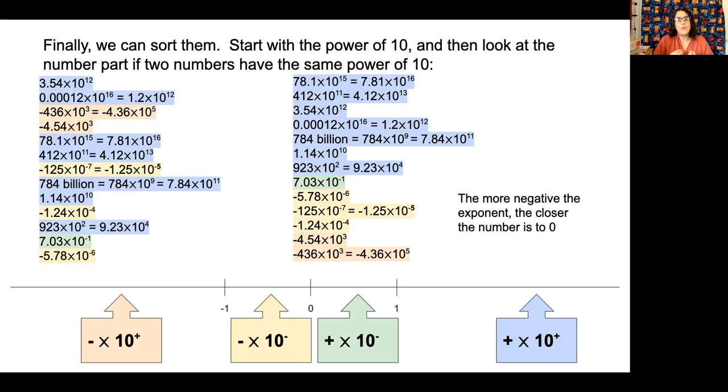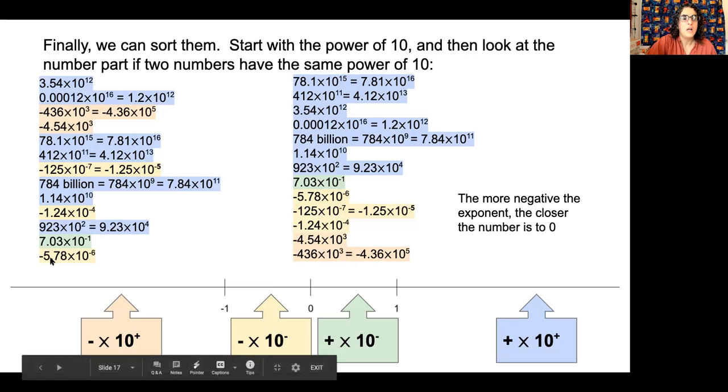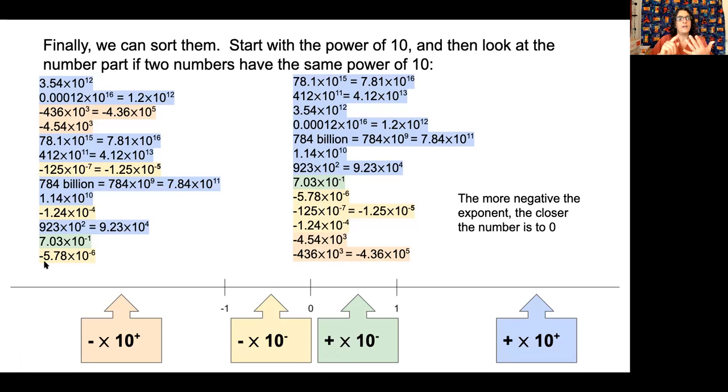So the more negative the exponent, the more zeros there would be between the decimal place and the number when you wrote it in regular notation. This would be -0.0000578. It would have more zeros in it than this, which would be -0.000124. So the more negative the exponent, the smaller the overall number, the closer you are to 0.